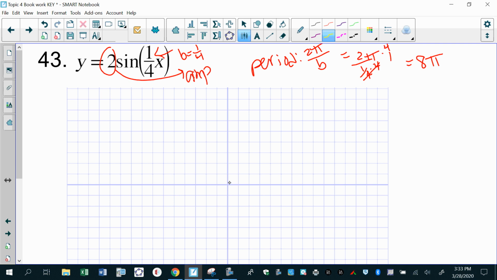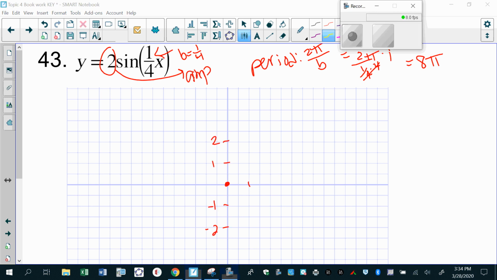Since I don't have to get out to 8 pi, I'm just going to make this 2 pi, 4 pi, 6 pi, 8 pi. And then I'm going to do my other cycle backwards. You could go out to 16 pi this way to show 2 cycles. I'm going to go backwards.